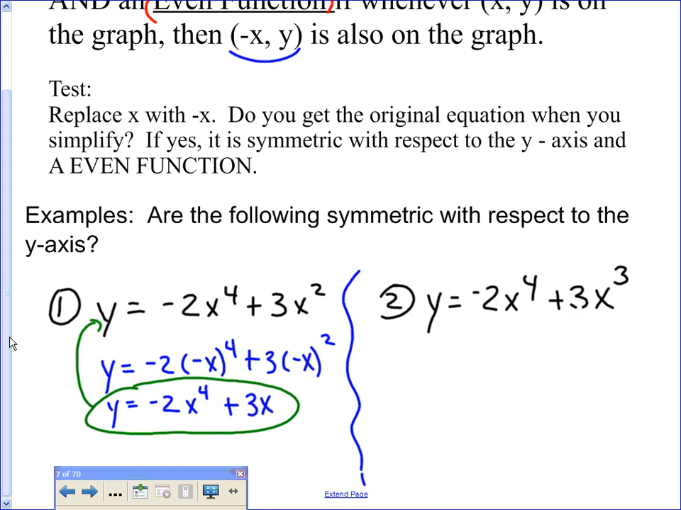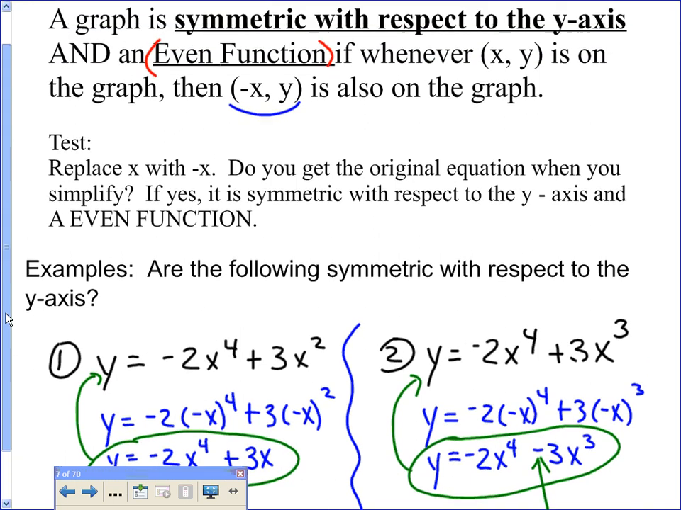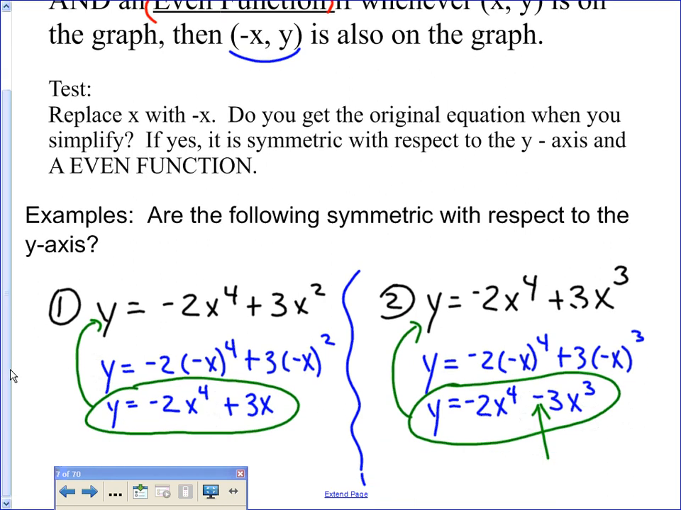Now let's try the second example. Again, I'm going to take out the x and replace it with a negative x. This time when I simplify, I get negative 2x to the 4th. And then if I cube the negative, I'm going to get a negative. So that changes my sign to negative 3x cubed. And I now compare this equation to the original equation. And you notice that we have a sign change here, a different sign. It is not exactly the same. So I do not have symmetry. I do not have an even function. I don't have symmetry with respect to the y-axis in this case.